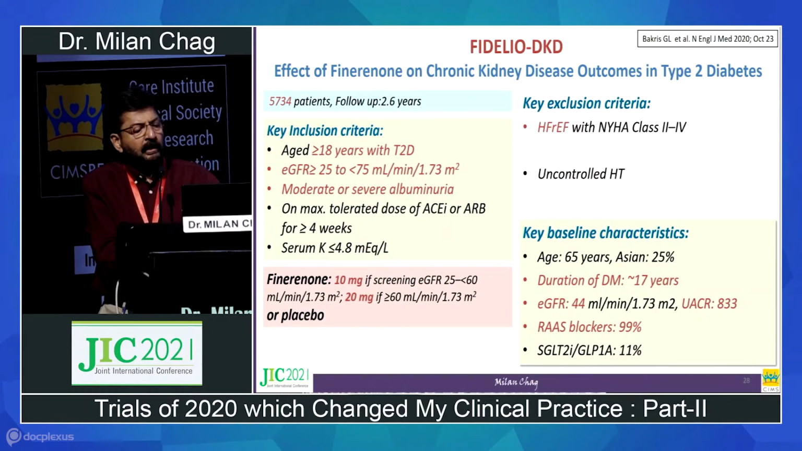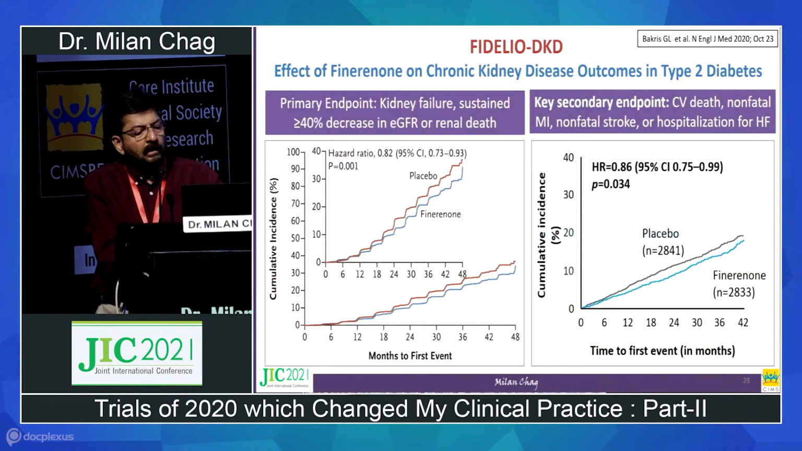If patients had significant, symptomatic heart failure, they were excluded. Duration of diabetes 17 years, mean eGFR 44, urinary albumin creatinine ratio 800 plus. So they were really sick patients. What was the outcome? The primary endpoint of kidney failure, sustained more than 40% decrease in eGFR, or renal death was significantly reduced, an 18% risk reduction with the use of finerenone.